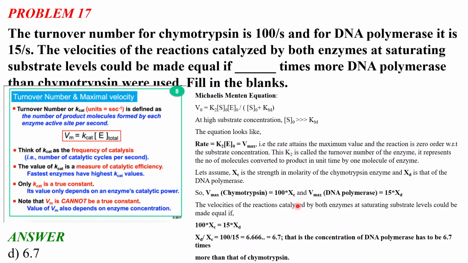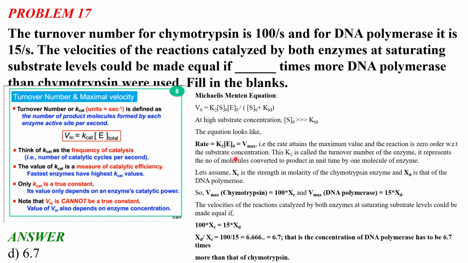I hope you have understood this problem. When I share this PPT, try to solve it on your own one more time. I think that then it will be more clear. There is nothing that you have to remember except that Vmax equals K2 times E0, where K2 is the turnover number and E0 is the enzyme concentration.